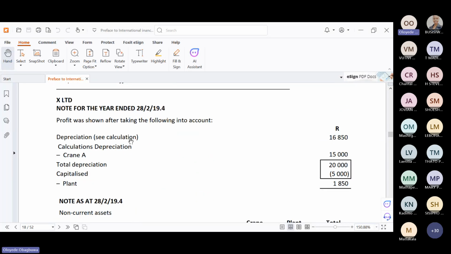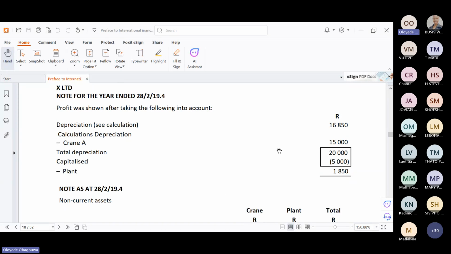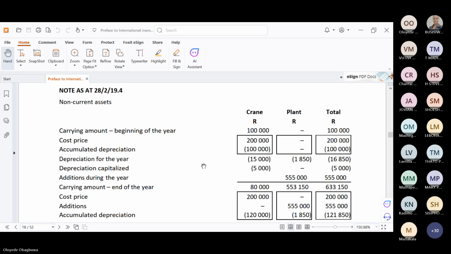This is the note to depreciation calculations. How you calculate the current depreciation: the carrying amount, depreciation for the year 15,000, depreciation capitalized, the carrying amount, the cost. Okay.